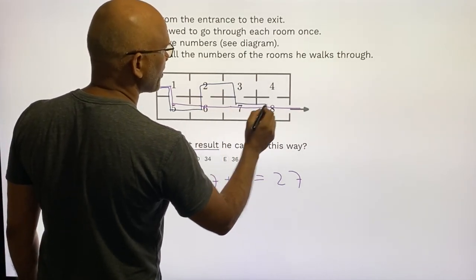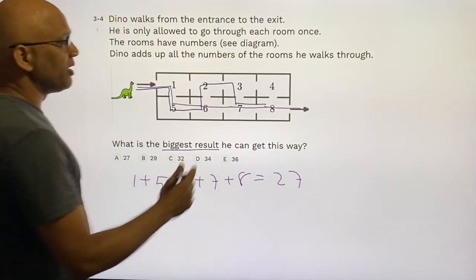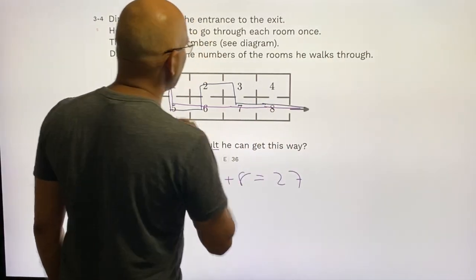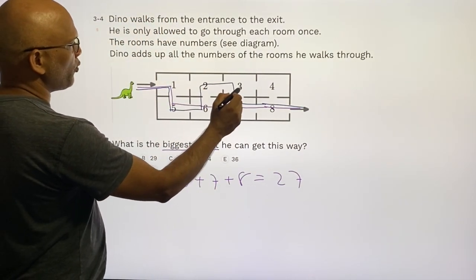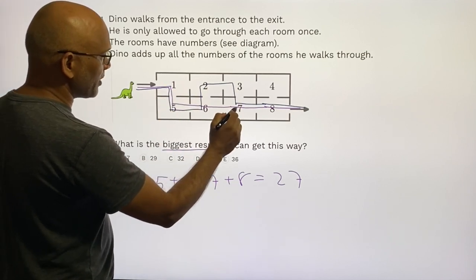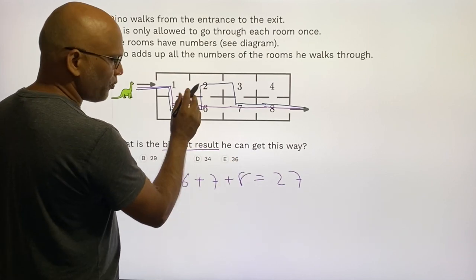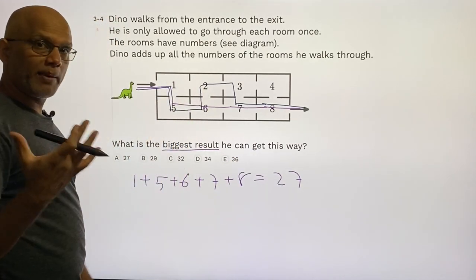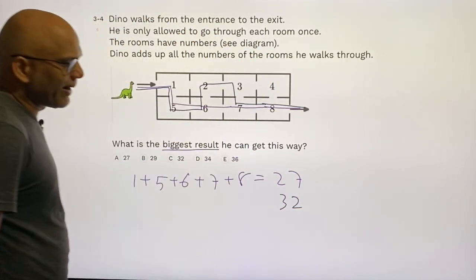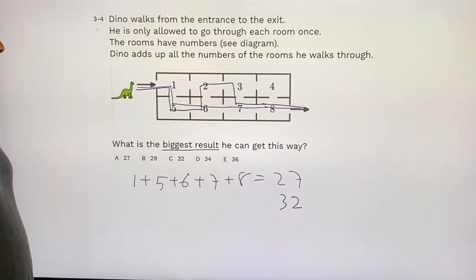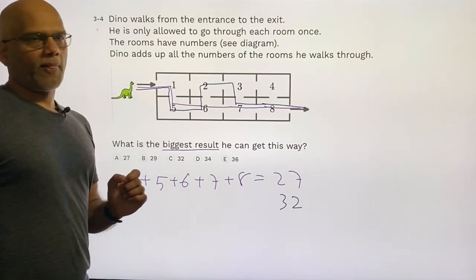But when I come here, I cannot go to 4 because then I have to come back and I cannot visit the same room twice. So I have to go out. So in this case, I grab two additional numbers, that is 2 and 3. So I have the earlier numbers and two additional numbers. So 2 plus 3 is 5. So I had 27 earlier, I'm getting 5 more. So this comes to 32. All right. Okay. Now we need to think a little bit more on this.